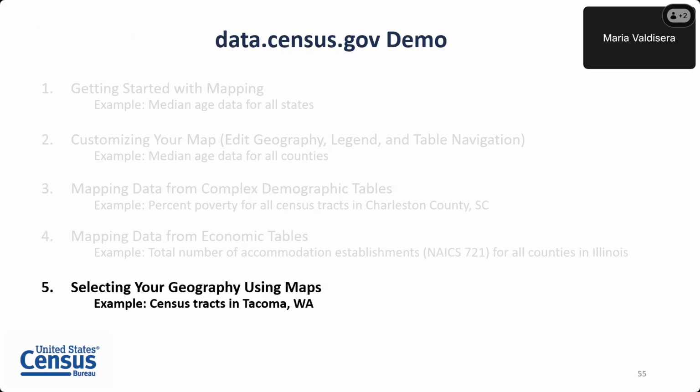But in our 5th example, I'm going to show you how you can select your geographies using the maps itself. So we'll be looking for census tracts in Tacoma, Washington. And I'm going to finish up showing you all of the mapping features that we have on the site.